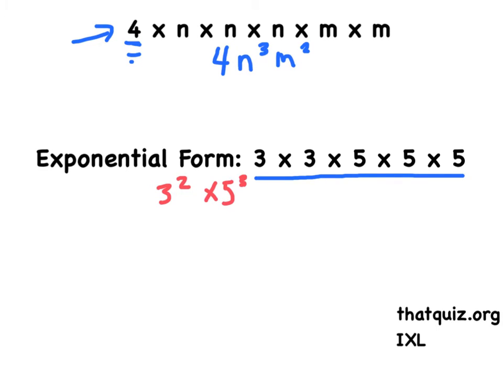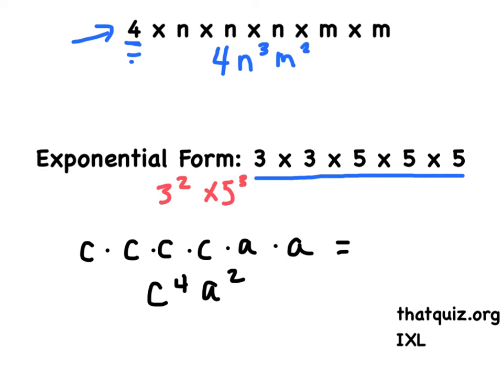How about C times C times C times C times A times A? If you thought the answer would be c to the fourth power, a to the second, then congratulations, you're absolutely on the right track. If not, don't worry. You'll have plenty of time to practice.